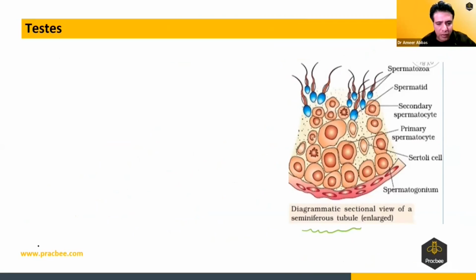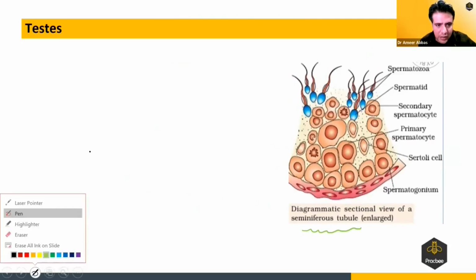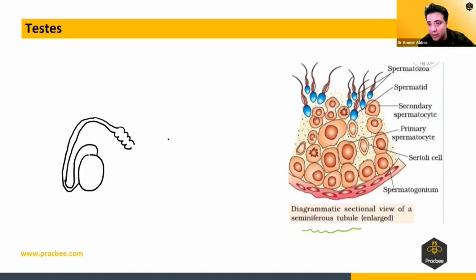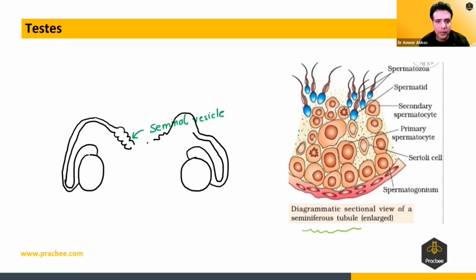Clear? So what we have drawn, we have studied that this is the testis, this is the epididymis, and this is the vas deferens. The vas deferens combines with a gland known as the seminal vesicle. They open into the seminal vesicle from both sides. I'm drawing it again. This is another testis, epididymis, and this is how they come. They combinedly open into a common duct known as the ejaculatory duct. Clear?